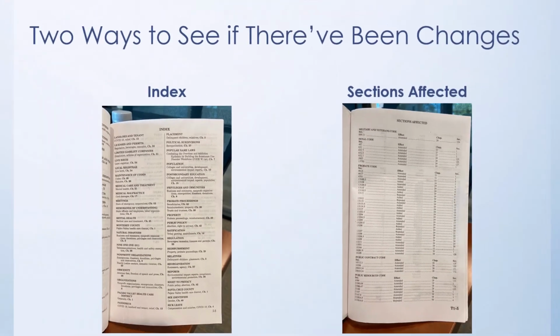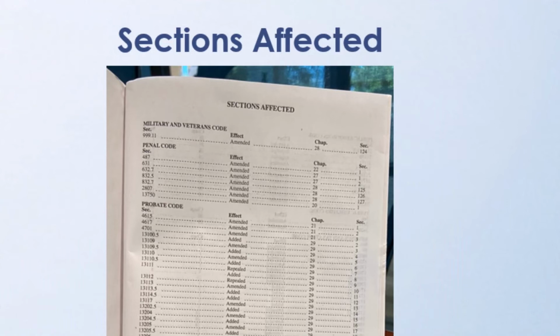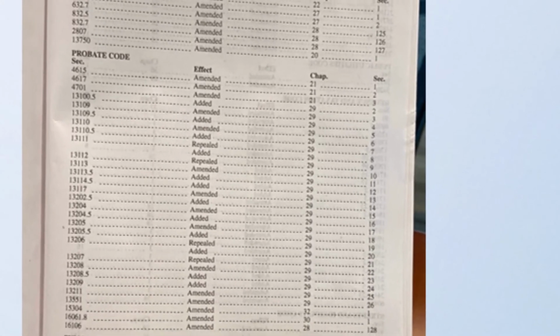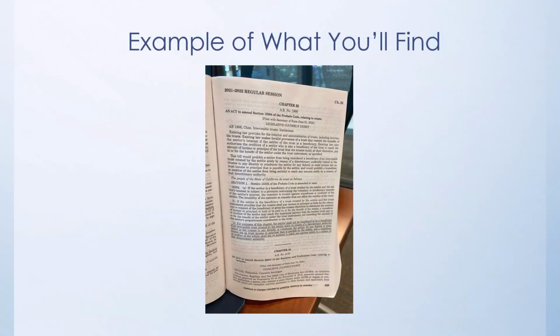The other choice you have is to go to a list in that last volume called Sections Affected. And I can actually look up Probate Code Section 61.5, and I see it's not listed here. So there have been no changes. If it were listed, it tells me whether it's added or amended, and it tells me which chapter number to go look at. Since we don't have any changes, I'm actually going to show you one that does exist.